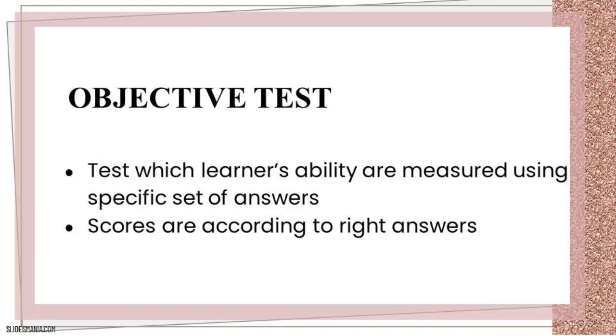And for the last part of our discussion, we have the objective test. So this is a test in which learners' ability is measured using a specific set of answers, and the scores are according to the right answers. Meaning to say, an objective test will allow the student or the test taker to select or choose a correct answer from the given choices. And in this kind of test, there is usually one correct answer for a given question. Therefore, any person who has an answer key can mark the correct answer objectively.